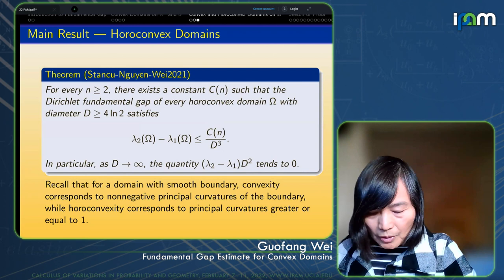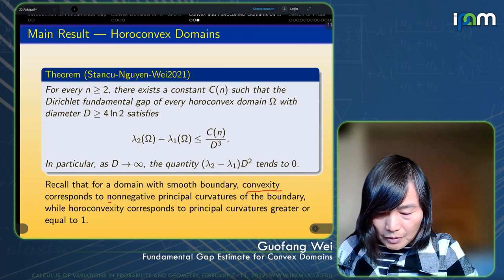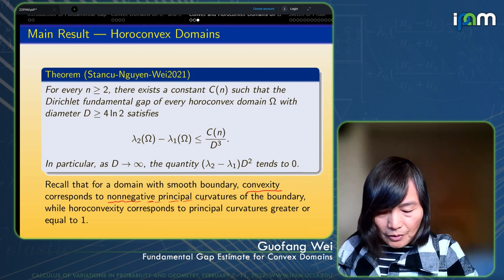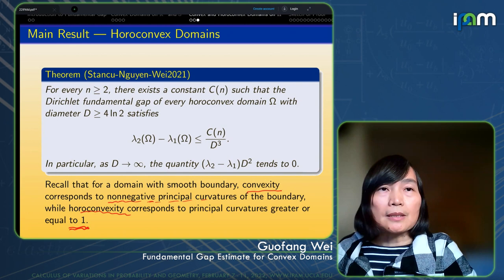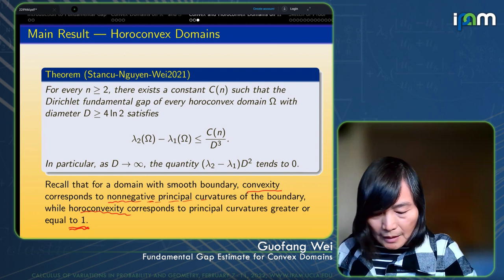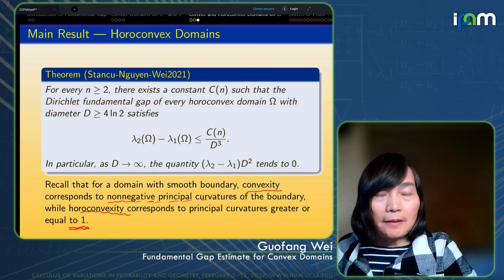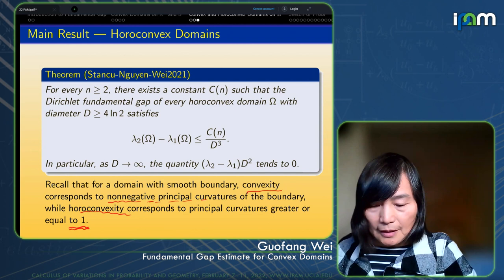We said convexity just means the second fundamental form, or the principal curvature, is greater or equal to zero. And holoconvex says that the principal curvature is actually greater or equal to one. So instead of greater or equal to zero, it's greater or equal to one. Another way to say it: every curve with geodesic curvature equal to one lies completely in the set. So holoconvex is a stronger convexity condition in the hyperbolic space, and also one of the natural convexity conditions in the hyperbolic space.